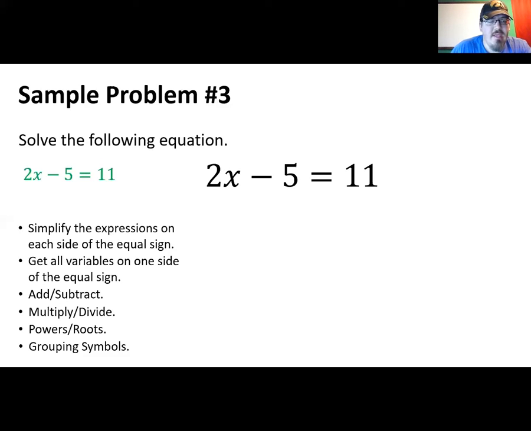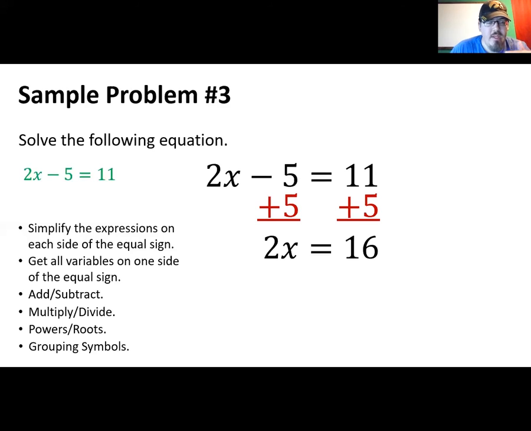So now we're going to take care of addition and subtraction. And again, you do the opposite operation. So to get rid of -5, we're going to add 5. And we do the same thing to both sides to keep the equation balanced. So -5 and +5 gets us 0. And 0 plus 2x is just 2x. On the right-hand side, 11 plus 5 is 16. Now we're to a one-step equation where we need to get rid of timesing by 2.